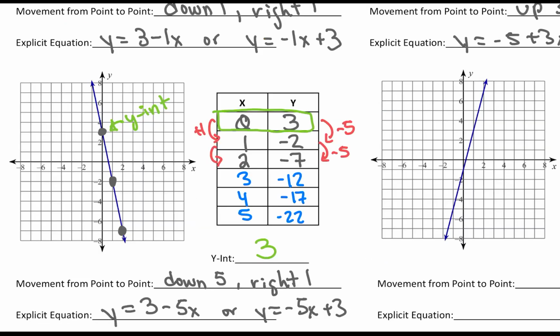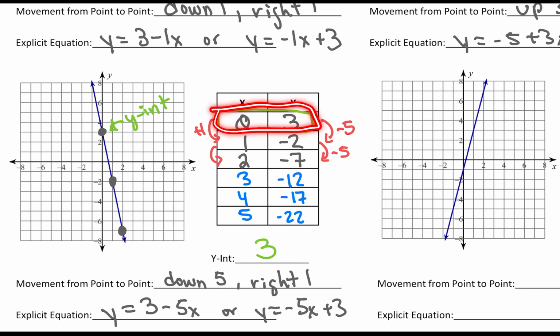All right, so looking at the bottom left here, in gray, here are our points: 0, 3, 1, negative 2, 2, negative 7. As we go down the x sides, we're adding by 1. As we go down the y sides, we are subtracting by 5 because it's getting negative, so I definitely know I'm subtracting. And when I fill out the rest of the table, here are the rest of the points we could potentially see. Our y-intercept is 3.